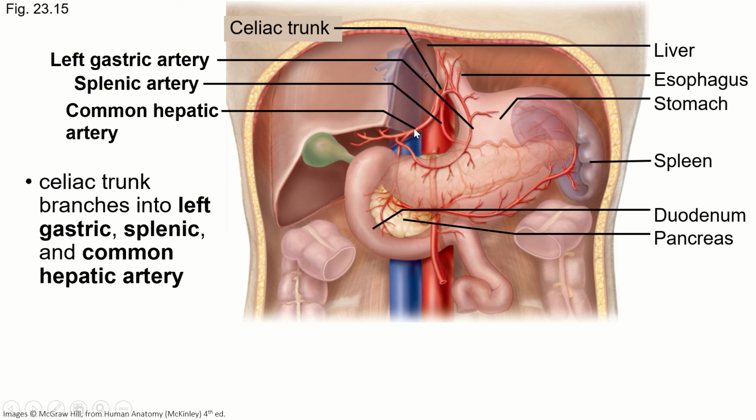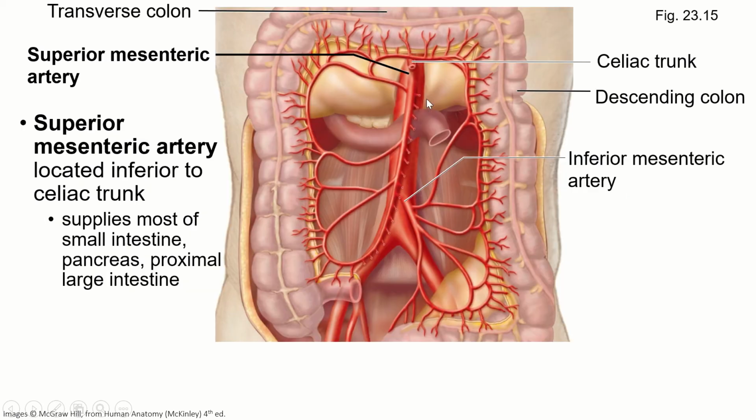Our other common artery that we met already was the common carotid artery that split into an internal-external. This is not going to split into internal-external. The common hepatic artery is going to split into the right gastric artery that goes around, yes, the left side of the stomach, and the hepatic artery proper that is going to take oxygenated blood to the liver. Okay, so those are our 3 branches: left gastric, splenic, and common hepatic arteries. Those are our branches off of the celiac trunk.